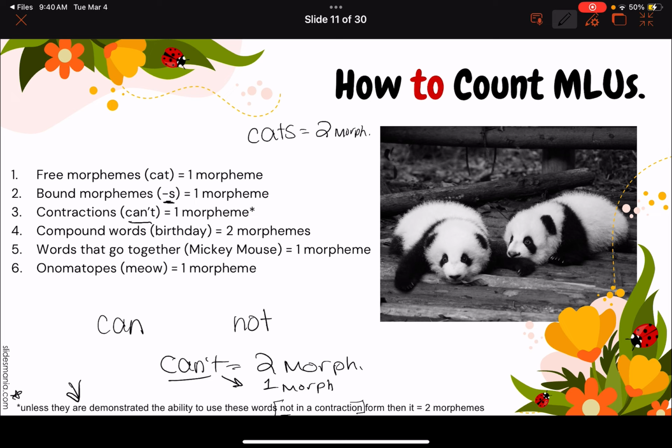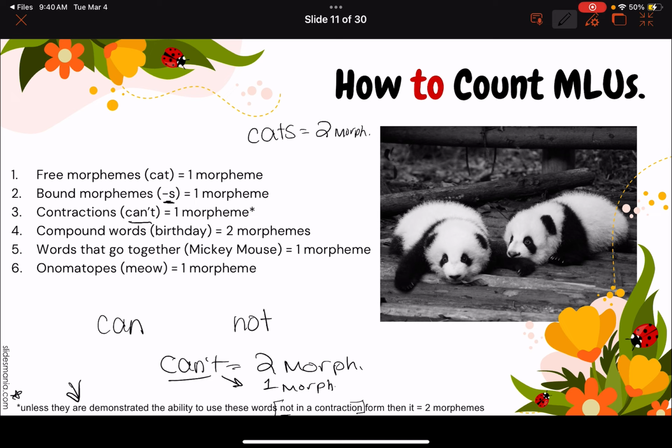Okay, because contractions will develop before uncontracted words. And so oftentimes kids don't necessarily know that that's 2 different words. So it's really, really critical that we don't give them 2 morphemes if they haven't demonstrated that.